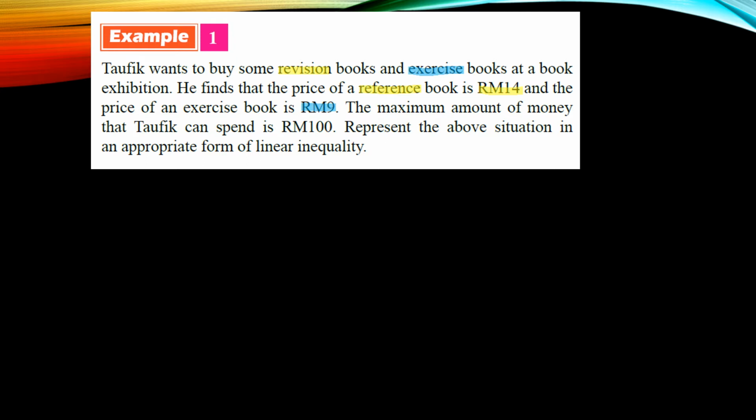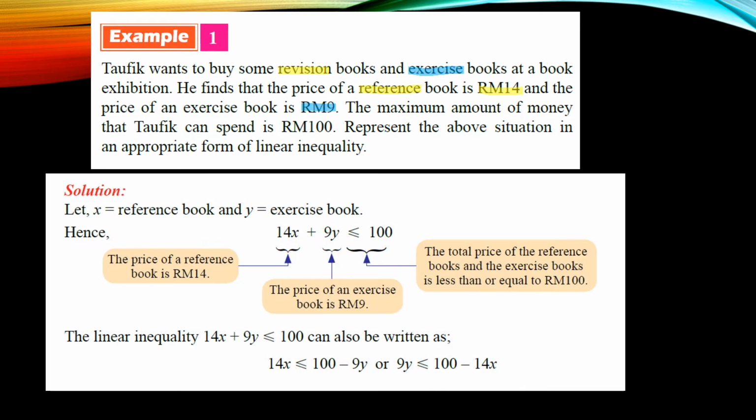So you can represent these two types of books with two variables. Let x equal to reference book. That means x is the number of reference books that Taufik is going to buy. And y equal to exercise book means y is the number of exercise books that Taufik wants to buy.